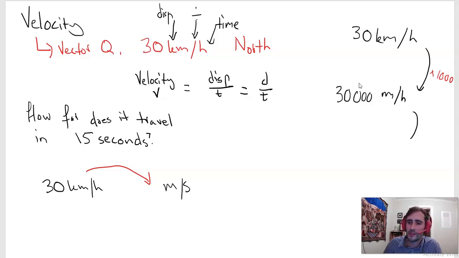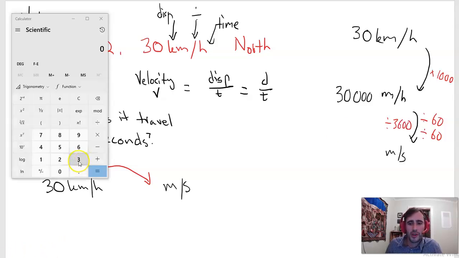The next thing that we need to do is convert that into meters per second. How many seconds are there in an hour? There's 60 minutes in an hour, and there's 60 seconds in each minute. So we need to divide by 60, and then we need to divide by 60 again. Overall, that comes to dividing by 3,600. Okay. So just bring up my calculator here.